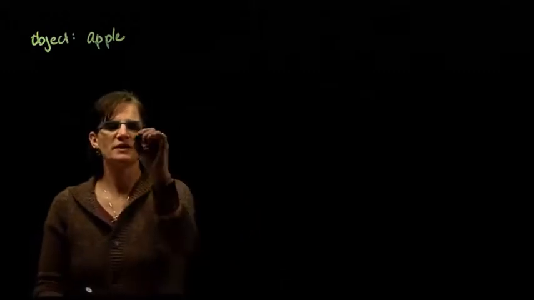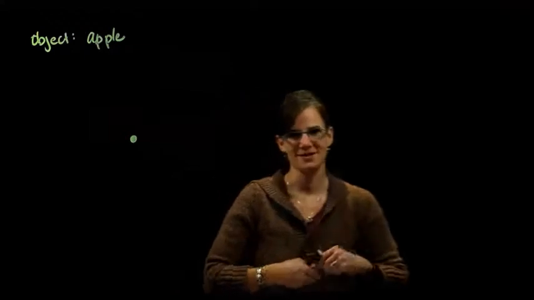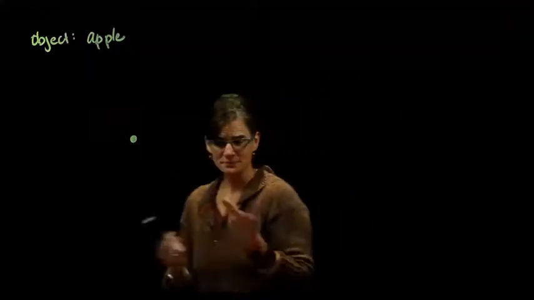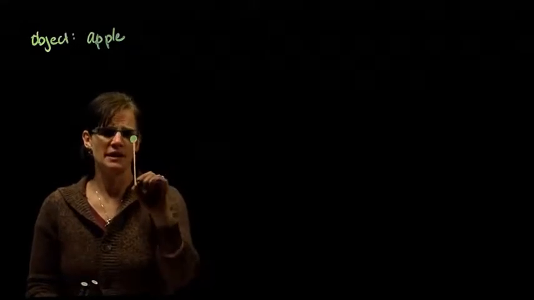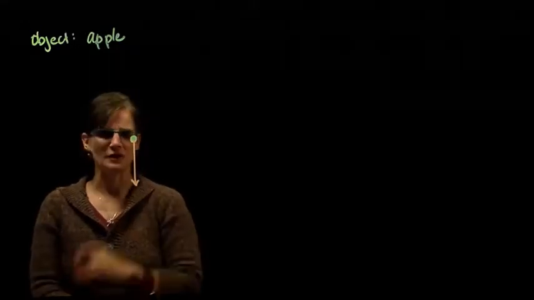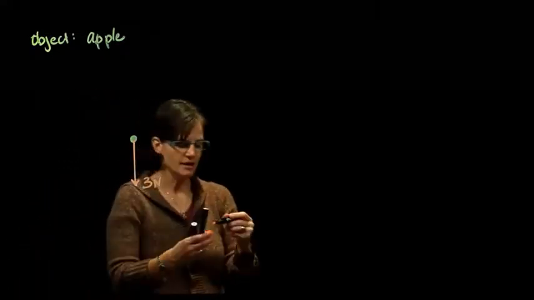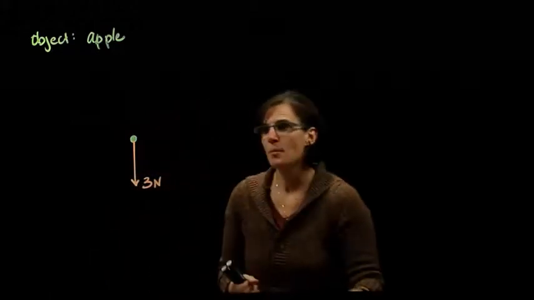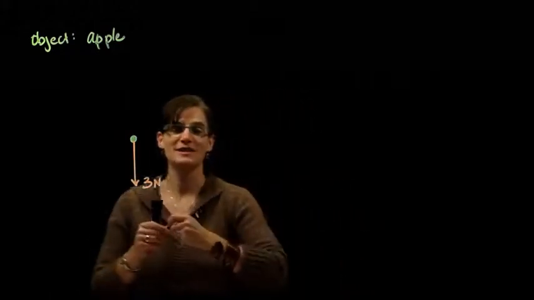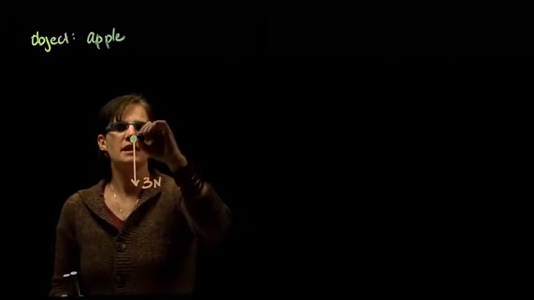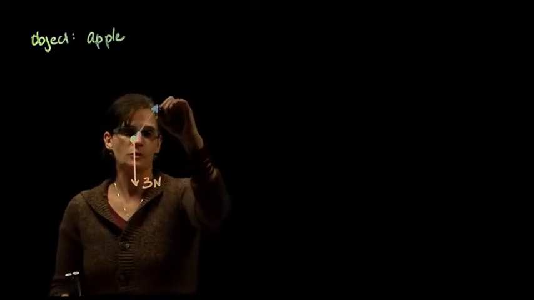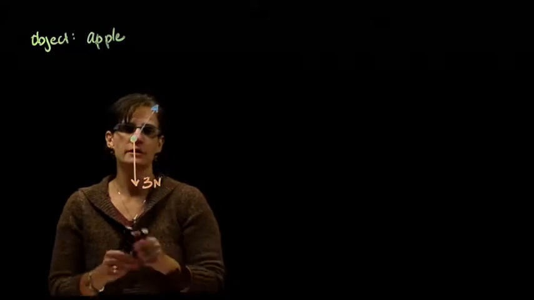So here's the apple. We're going to apply a number of different forces on that apple. Let's say that there is a force acting on the apple in the downward direction, and we'll say that force has a magnitude of 3 newtons. All right. Well, there's another force pulling up on part of the stem of the apple. Let's say that it's pulling up and to the right at an angle.